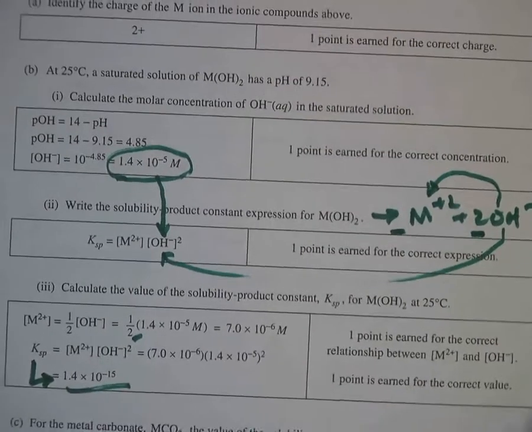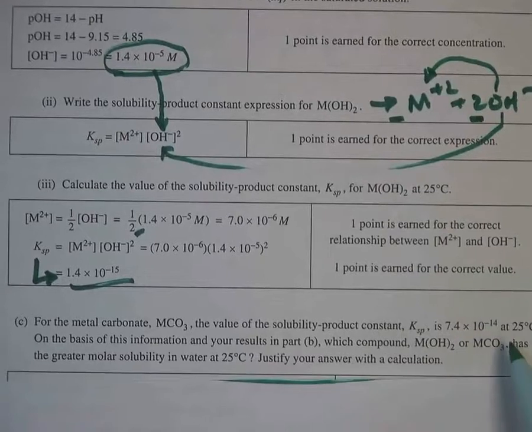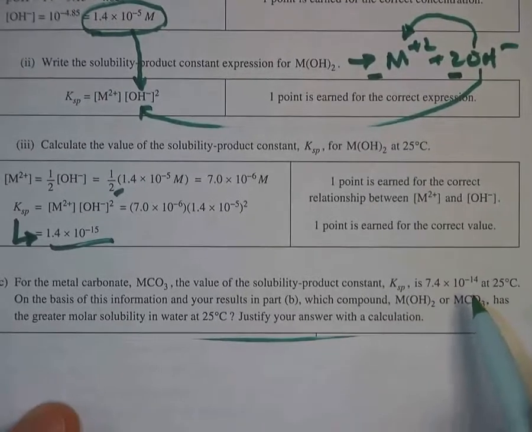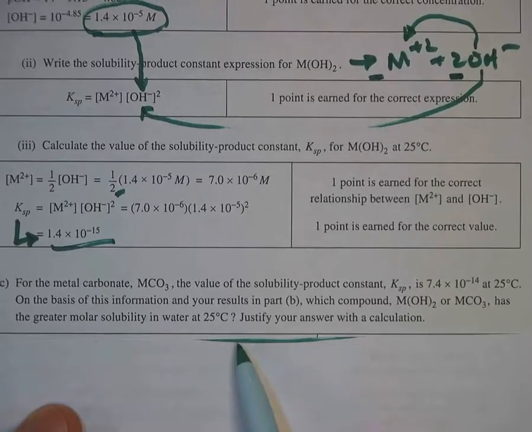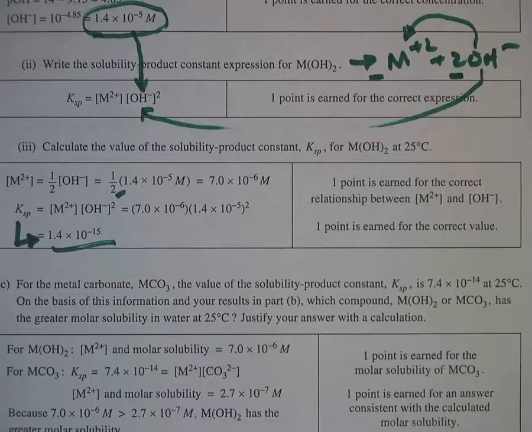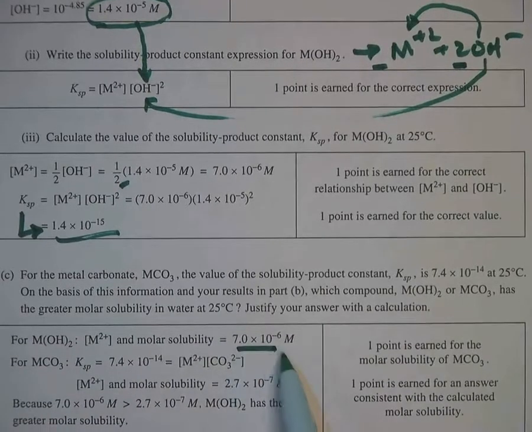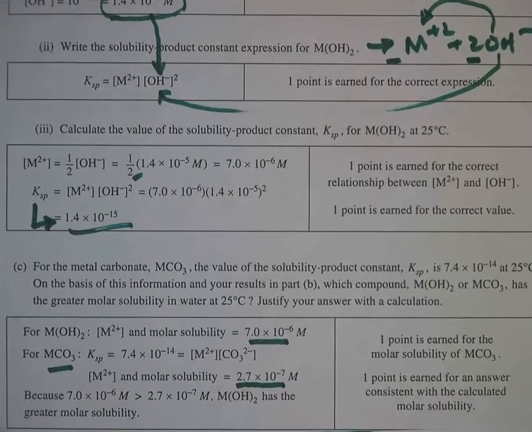Next, they say, for the metal carbonate, the value of the solubility product constant is, and they give us a new solubility product constant at 25. On the basis of your results from part B, which compound has the greater molar solubility? Justify your answer with a calculation. This is a great question. For MOH2, M 2+ solubility is 7 times 10 to the negative 6th. For MCO3, M 2+ has a molar solubility of 2 times 10 to the negative 7th.